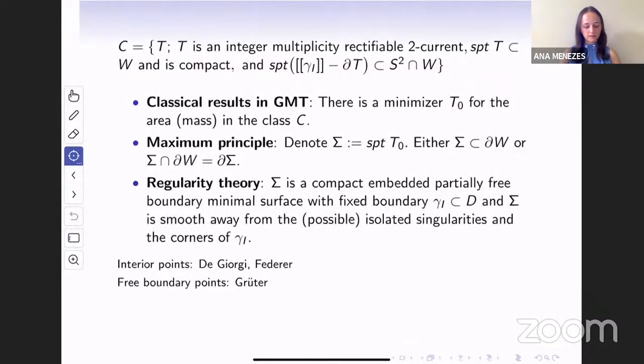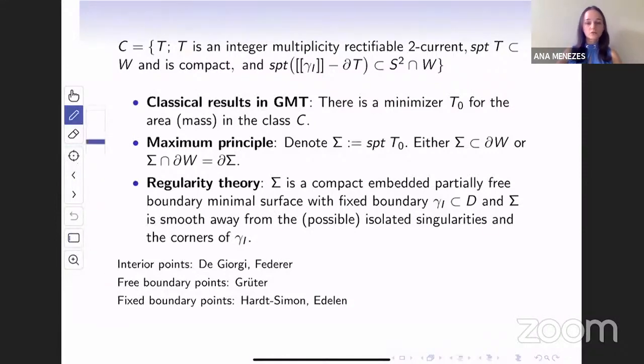To get regularity at the free boundary points, away from the corners, we use Grüter, and for points in the fixed boundary, away from the corners and the singularities, we used Hardt-Simon and also a recent result by Nick Edelen. Okay, good. Now let me explain what I mean by these singularities and corners.